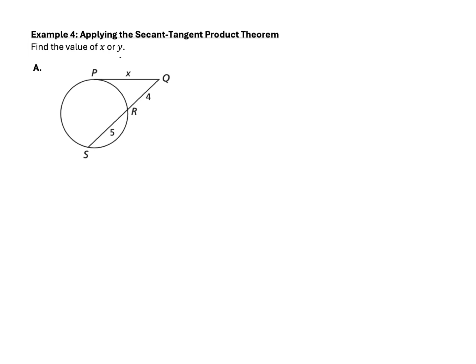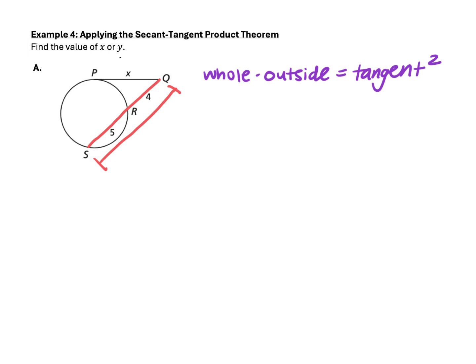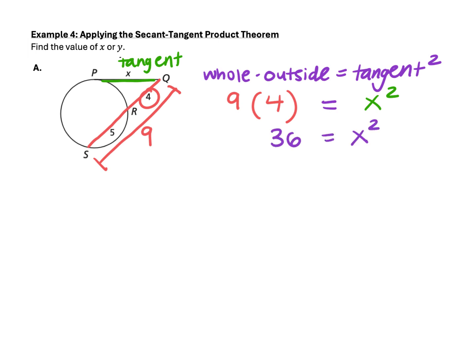Let's try an example here where we apply the secant tangent product theorem. I'm going to begin by writing down the words whole times outside equals tangent squared. And first, the whole would be the secant segment. That's this part right here, QS. We need to add the 5 and the 4 together to get 9. And then the outside component is 4. 9 times 4 then needs to be equal to the tangent, which is the x, squared. Well, now we can just do our algebra here. 9 times 4 is 36. 36 equals x squared. We can undo our squared by taking a square root of each side. And that means that x is 6.